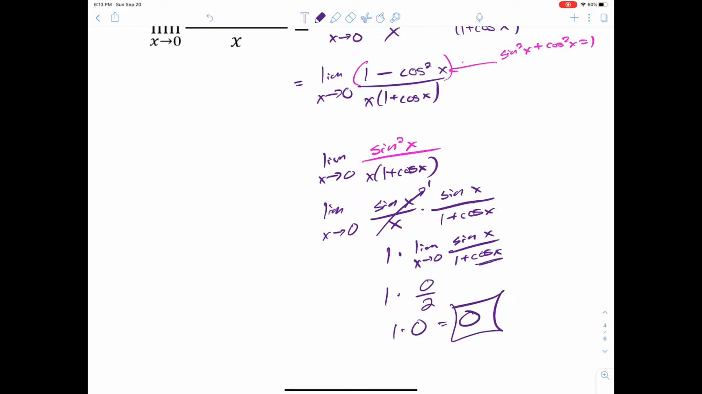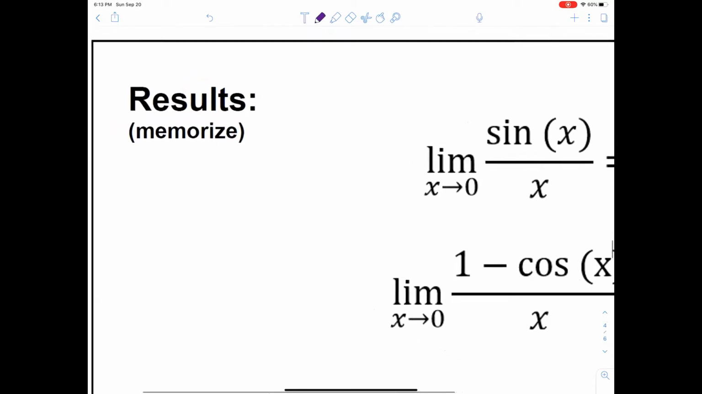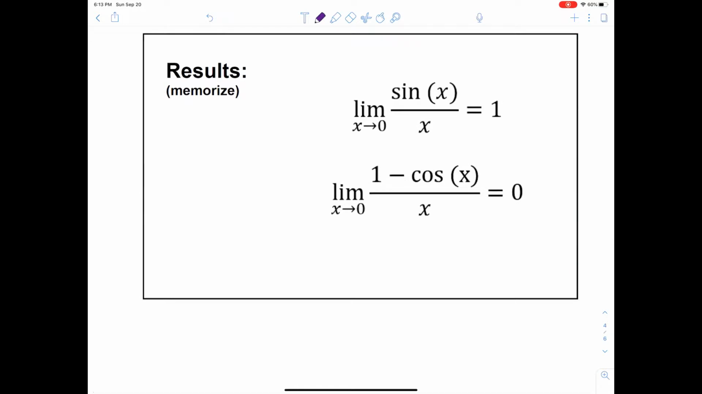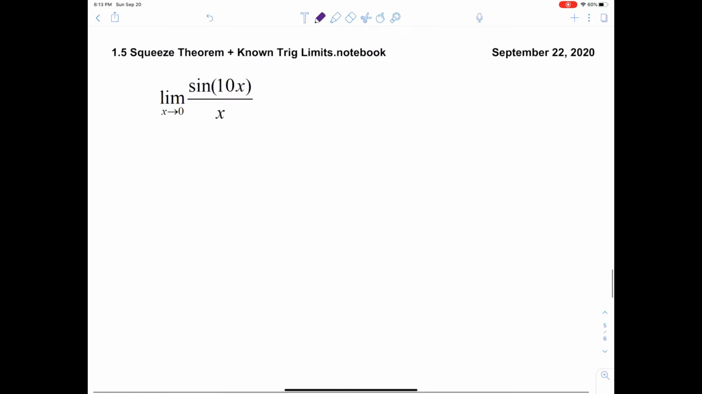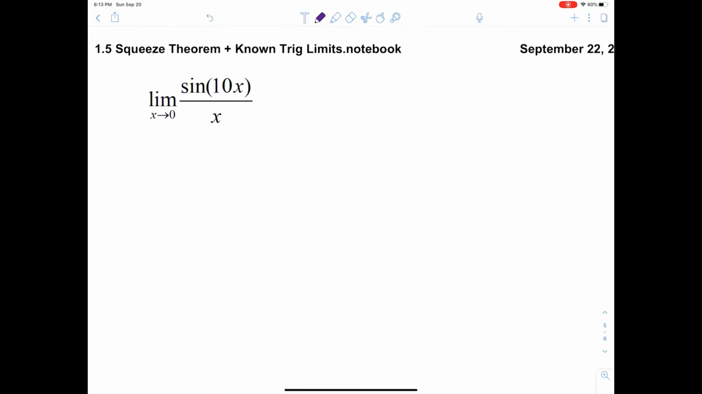Okay, so we have a second result. And this one is used enough to go about memorizing it again. So there are 2 results that I'd like you to memorize from today's work. Okay, next up, I want to show you how some of this can be used in a little bit simpler problems. Check this one out.